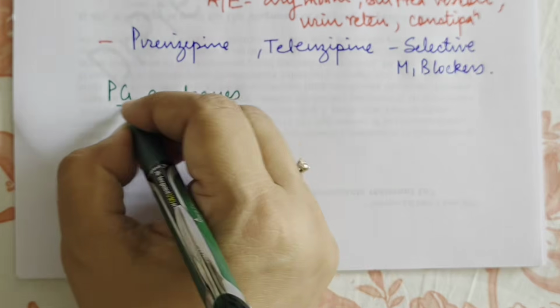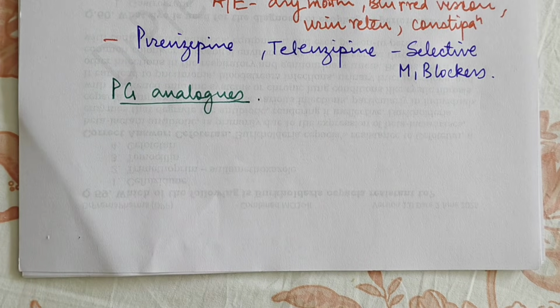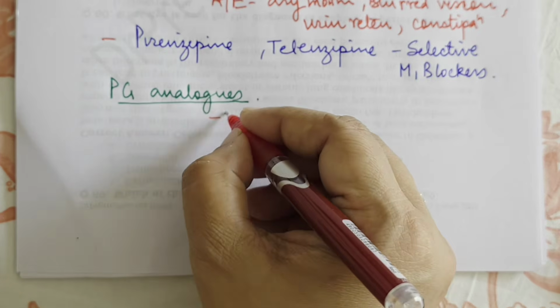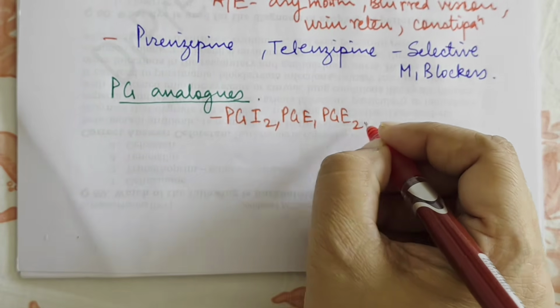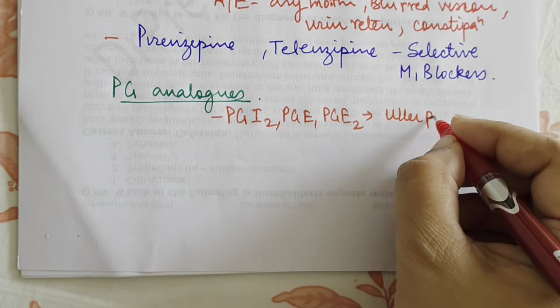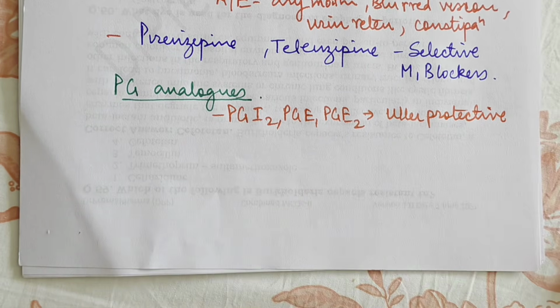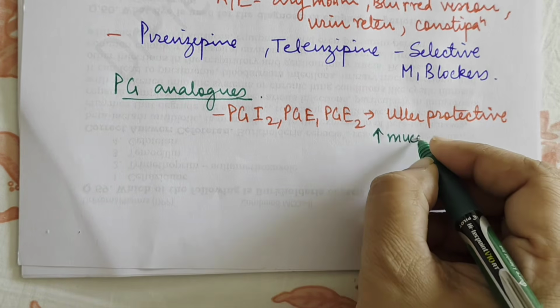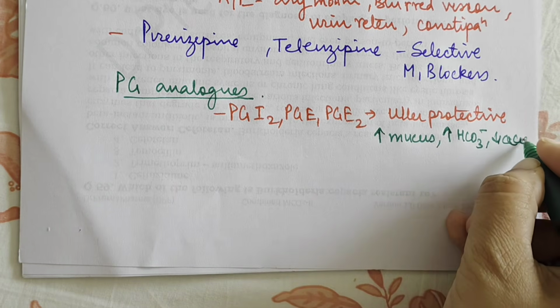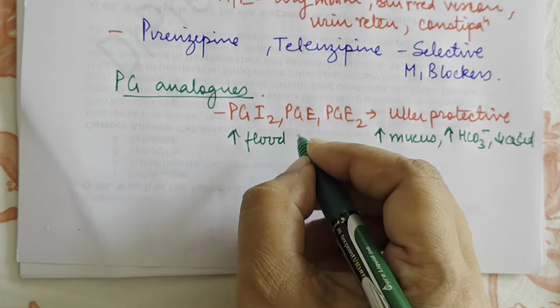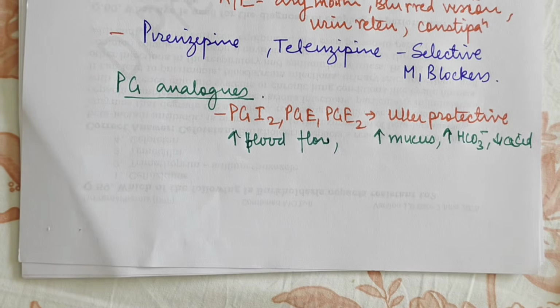Now prostaglandins, because they increase mucus, increase bicarbonate, and increase the mucosal blood flow, are more of protective agents. Now PGI2, PGE1 and PGE2 are more ulcer protective, right? And why are they protective? They are protective because they increase the mucus, increase the bicarbonate, decrease the acid, and also increase the blood flow to the mucosa. Okay, so these are the actions.